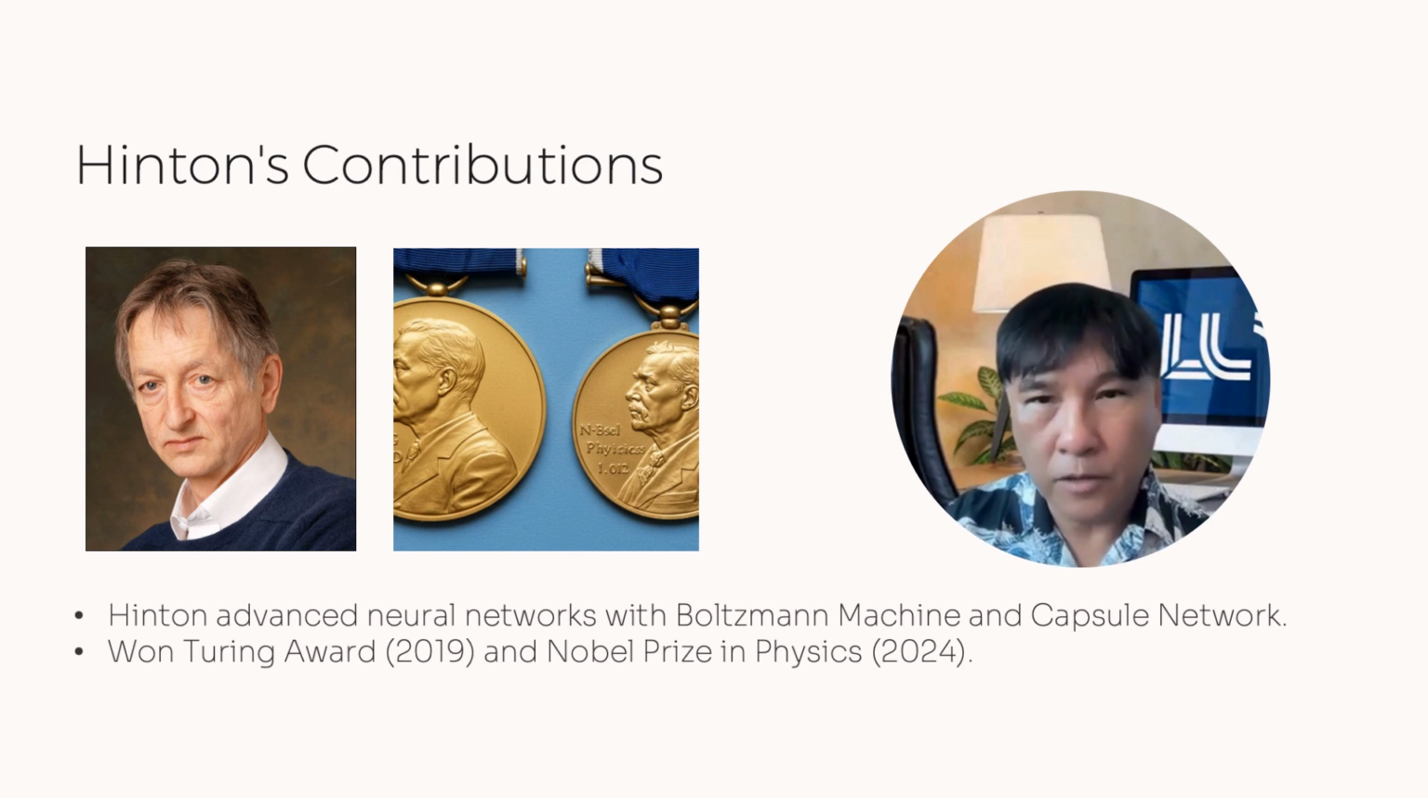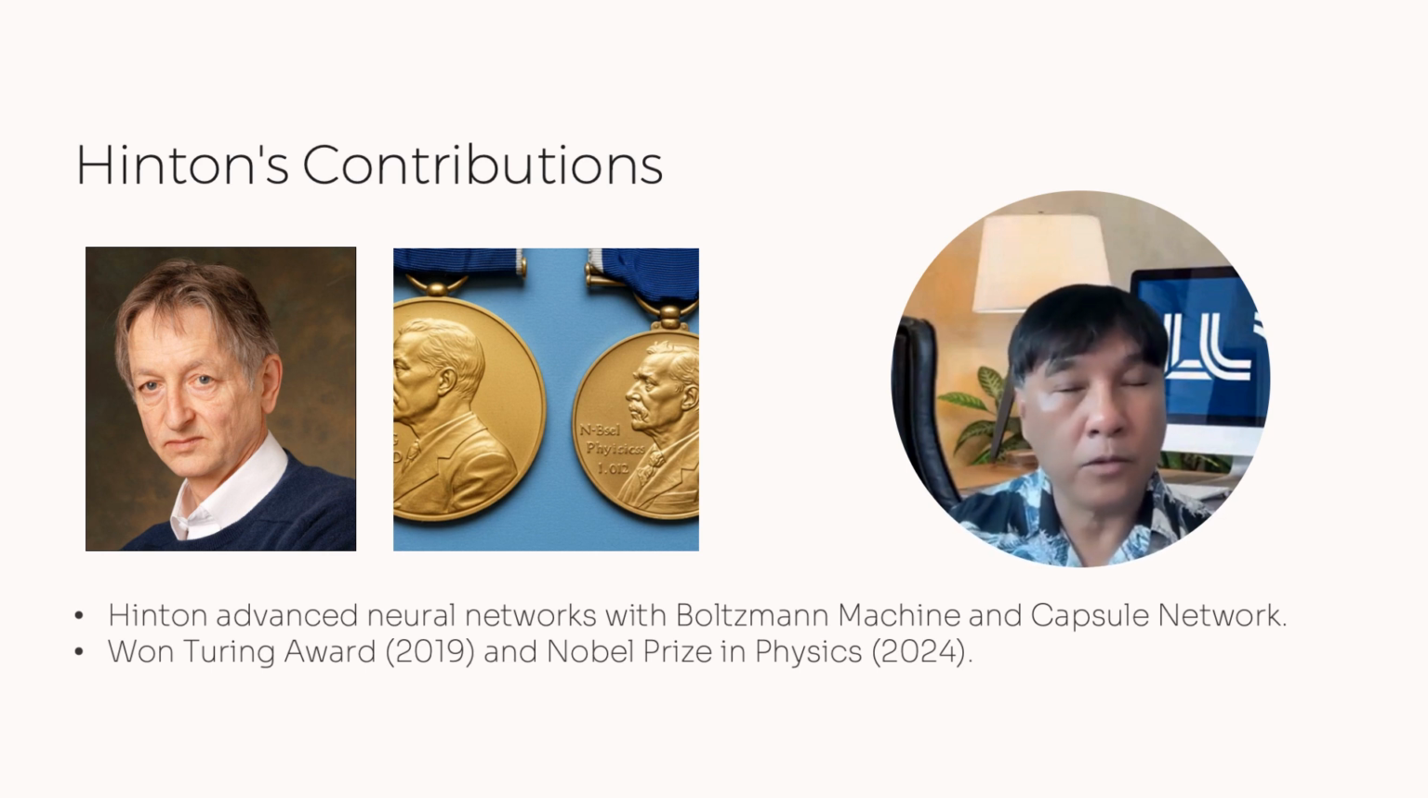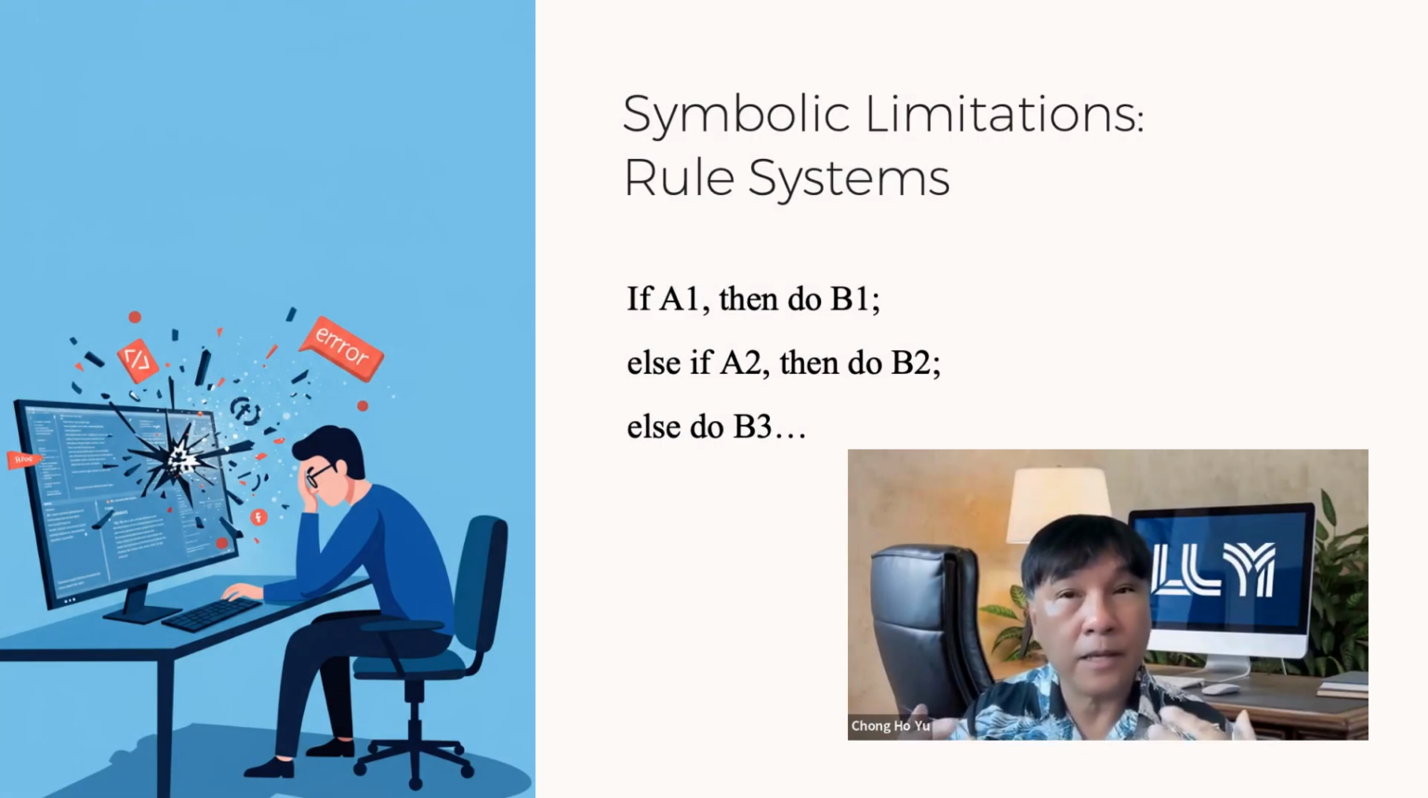Due to his significant contributions to AI research, Hinton won the Turing Award in 2019 and the Nobel Prize in Physics with John Hopfield in 2024. A major difference between symbolism and connectionism is that in the former, concepts and symbols are one-to-one correspondences, whereas in the latter, a single concept can be represented by numerous neurons, and a neuron can carry information of different concepts.